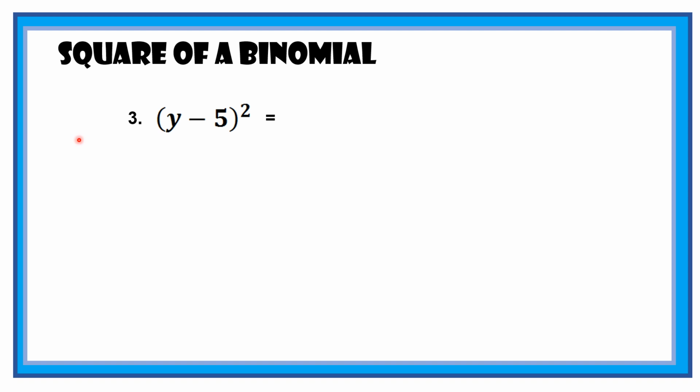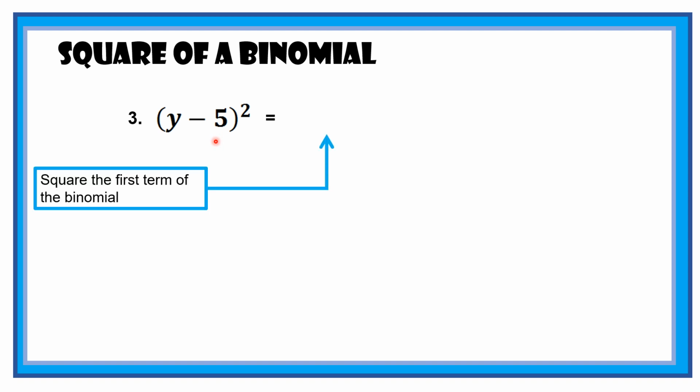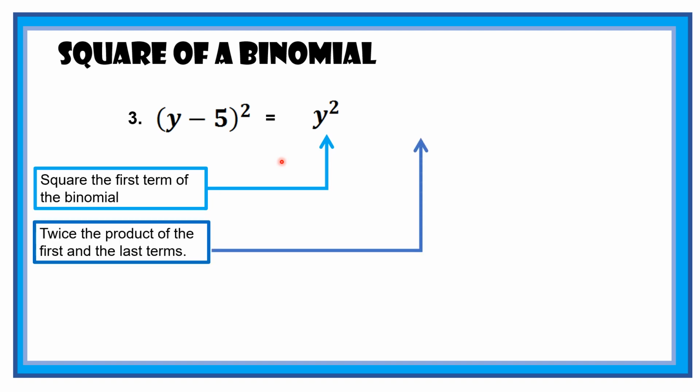Number 3, y is the first term and negative 5 is the last term. So step number 1, square the first term of the binomial. So we have y squared. Next step, twice the product of the first and the last terms. So we have twice the product of the first and the last term. The last term is negative 5, the first term is y.